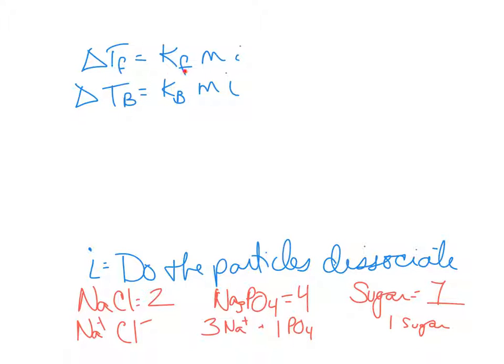So if you're doing a freezing point depression calculation, you subtract from 0 to get your negative freezing point. If you're doing boiling point, you add it to 100 in order to get the new boiling point, because the boiling point elevates.